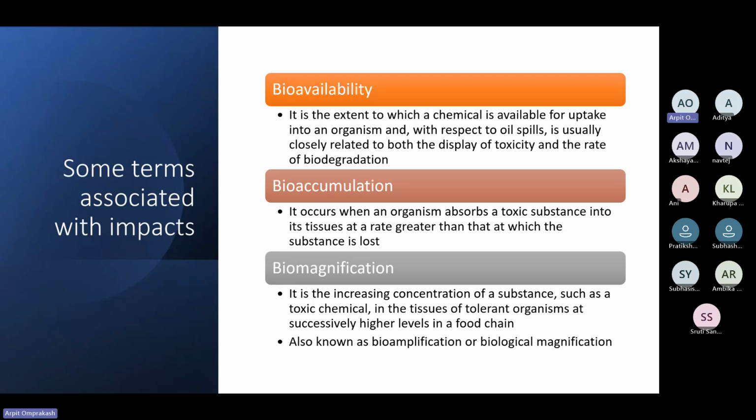So bioavailability is basically the extent through which a chemical is available for uptake into an organism. And with respect to oil spills, it is usually closely related to both display of toxicity and the rate of biodegradation. So what does this mean basically? It means that the bioavailability of oil is basically the extent to which oil is available to an organism for uptake. Okay. So it's related to both the toxicity of the oil and the rate at which it is degrading. So the rate of biodegradation.